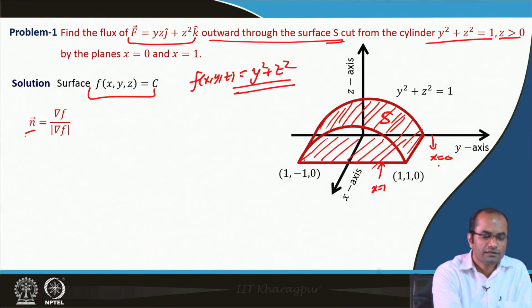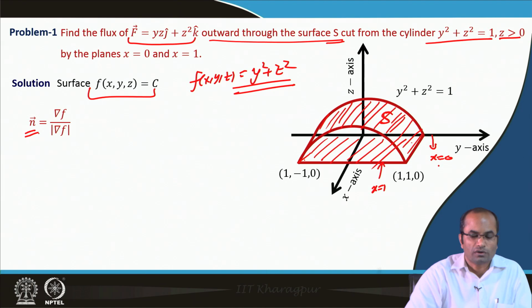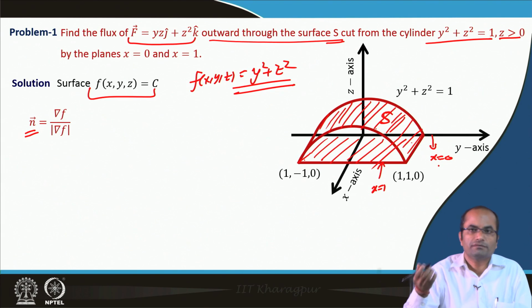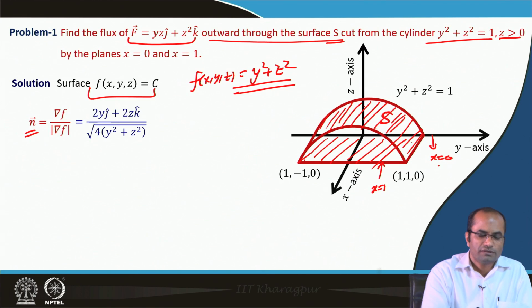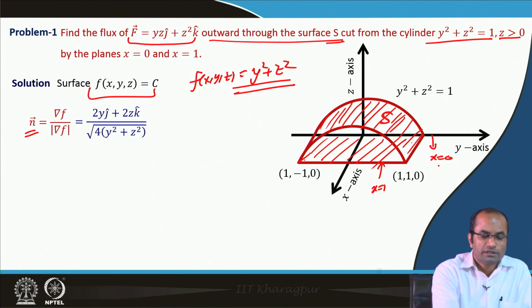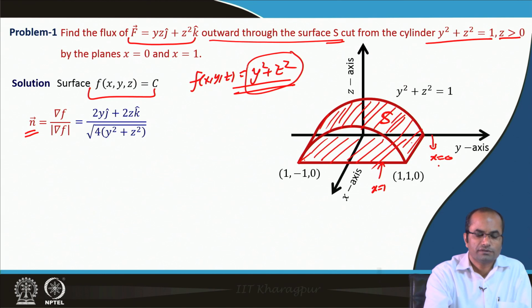So, having this, we can compute the outward normal. With the plus sign it will be the outward normal, and if we take the minus sign, it will be the inward normal, that we can realize from this expression. So, grad f will be the partial derivative with respect to x, which is 0, so we have the 0 i component, then the partial derivative with respect to y, that means 2y j, and then we have 2z k.